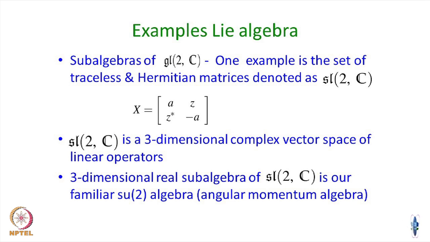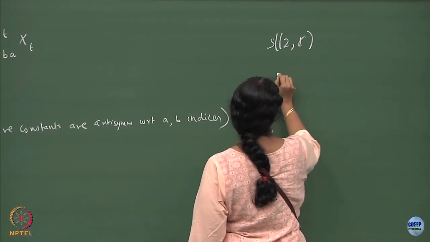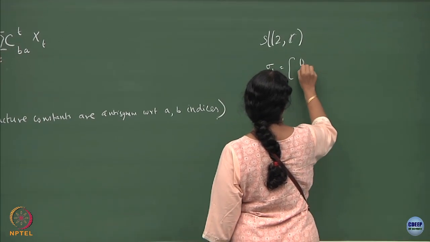So, this essentially tells me that SL2C, this is what we call the SL2C algebra, or the elements of the SL2C algebra, involves the set of 2 cross 2 traceless Hermitian matrices. Okay. And the number of independent bases you can have is a 3-dimensional complex vector space because you can still put complex coefficients. On top of it, I want to see the subalgebra of these SL2Cs. Okay. So, SL2Cs, you can write the generators as your Pauli matrices.